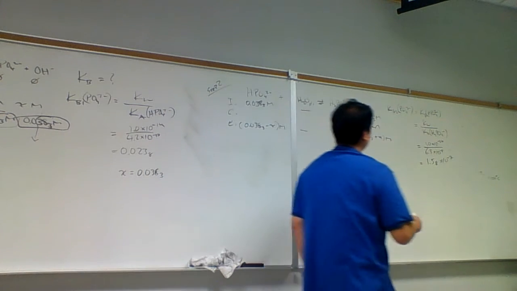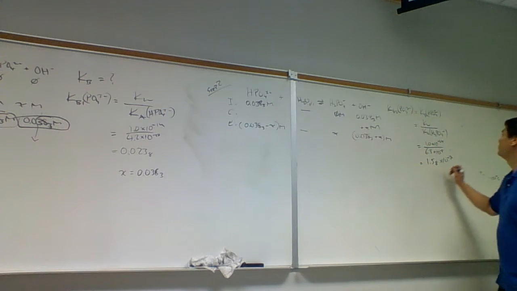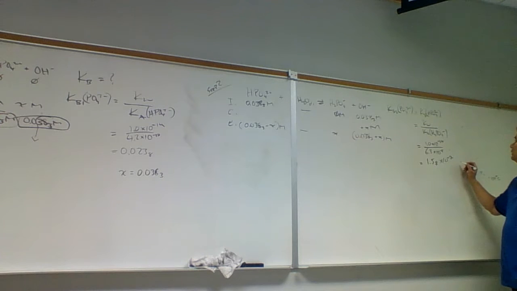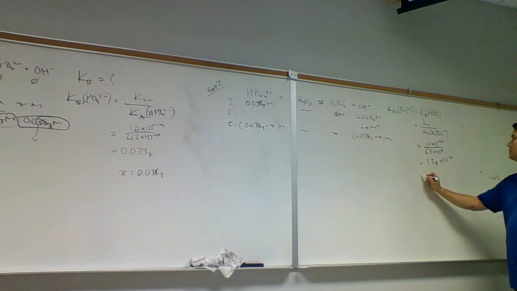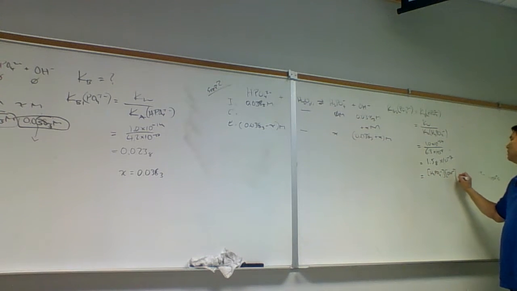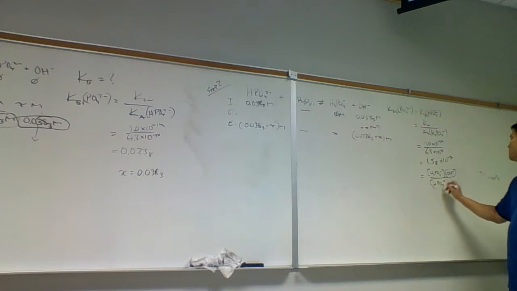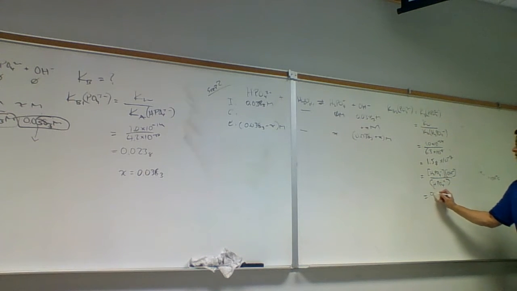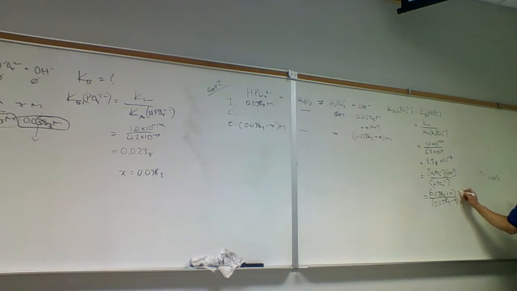In other words, let's go ahead and do this. What does this equal? This is going to equal the dihydrogen phosphate concentration times the hydroxide ion concentration divided by the monohydrogen phosphate concentration. And so it equals 0.0383 plus x over 0.0383 minus x times x up here.